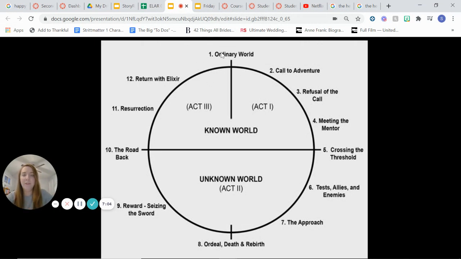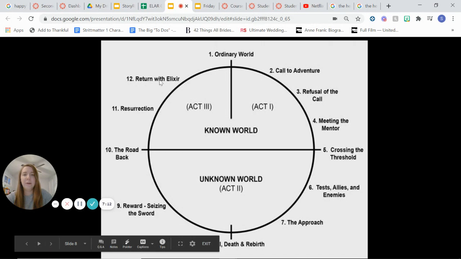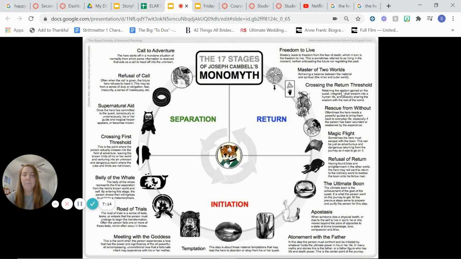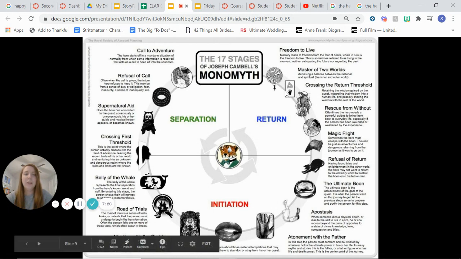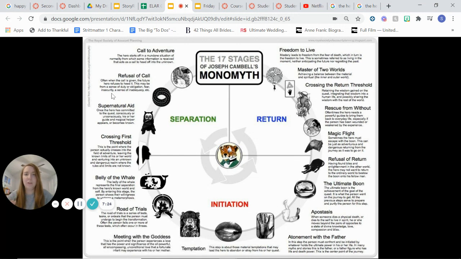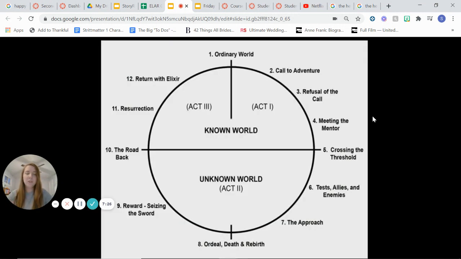You're always going to have the ordinary world starting at the top. In this one, if you follow the numbers, it goes around in clockwise order, and then you come back up to the top. This one goes in counterclockwise order. It's going to start right over here, the call to adventure, and it goes in counterclockwise order. Do not focus on these individual steps right now. I'm going to simplify this for you guys over the next couple of days. But I just want to look at an example with you guys really fast.